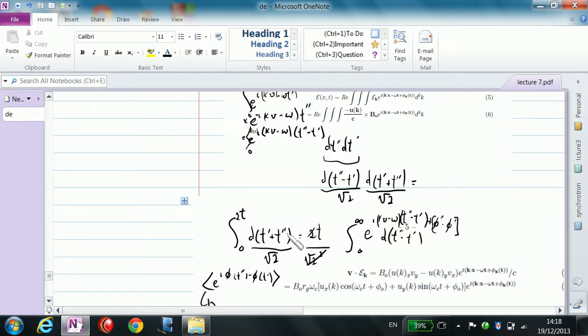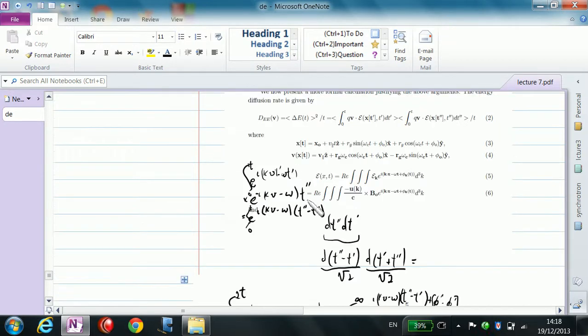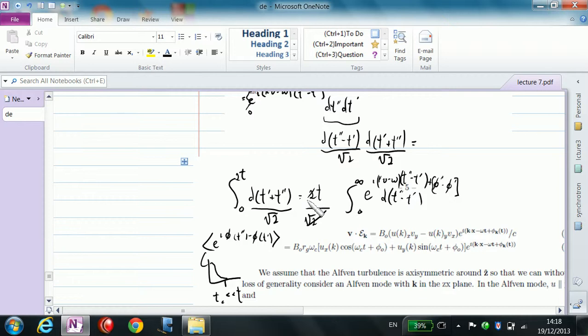So one integral ends up being proportional to time, and the other integral ends up being proportional to the correlation time of the phase.